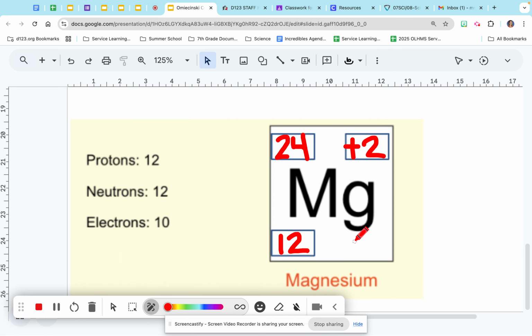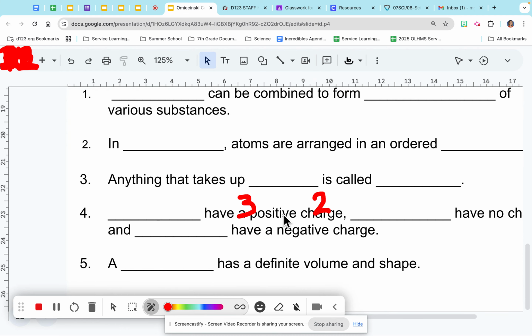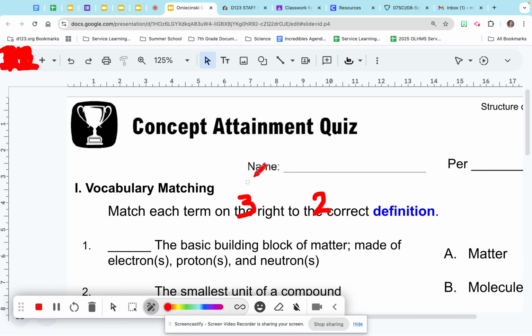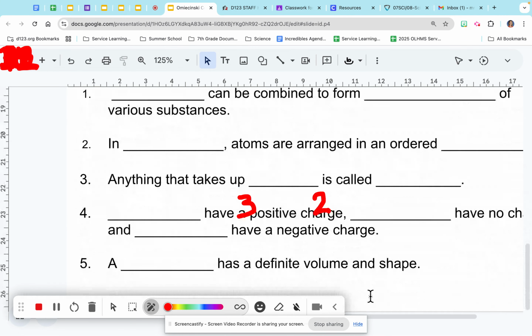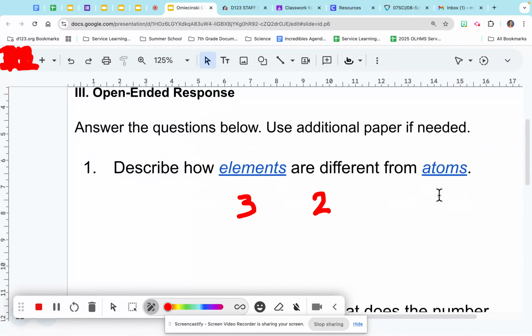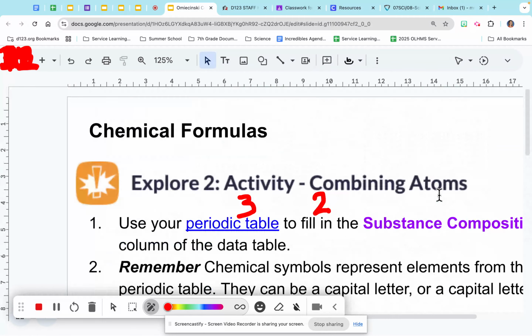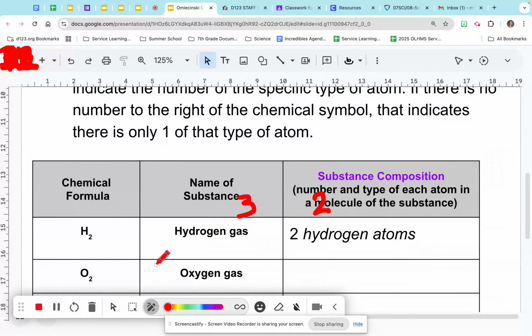All right, so now you're going to start the rest of your study guide, which is the first part, sorry, the numbers are still showing, is vocab matching. Then you have your word bank. The next slide is open-ended responses. It says use the link to review before answering the questions. Then you have combining atoms, which are basically just saying how many atoms of each you see. So if you have oxygen gas, that tells us there are 2 oxygen atoms.